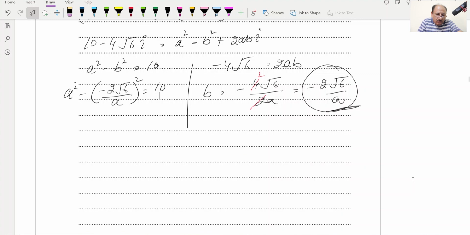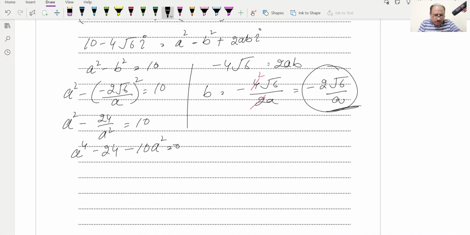Now we can open this square. So a squared minus, this will be 4 into 6 will be 24. So 24 over a squared is equal to 10. Now we can multiply everything by a squared. We'll get a⁴ minus 24 minus 10 a squared is equal to 0.